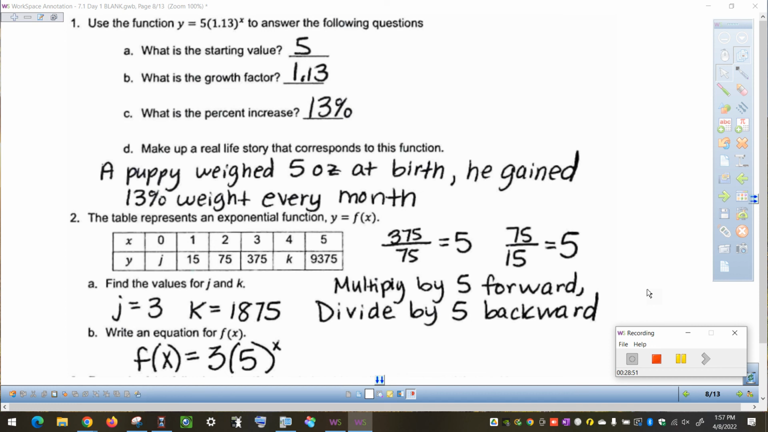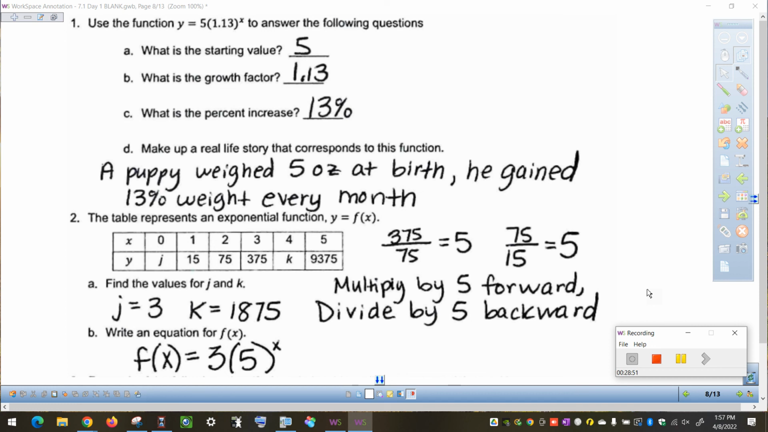You have a lot of freedom in the stories that you write. So for mine, I was thinking about puppies today. So we need to have something that starts at 5. So my puppy has a starting weight of 5 ounces, and he gains 13% weight every month. Yours doesn't have to happen every month. It could be every day. It could be every week. It could be every year. In your story, you decide what that time period is going to represent.